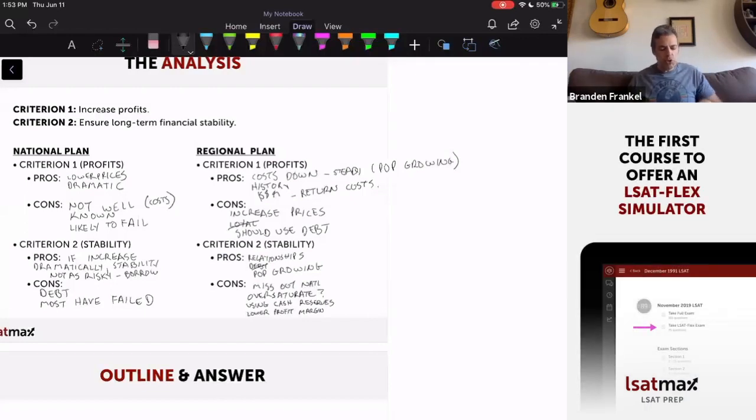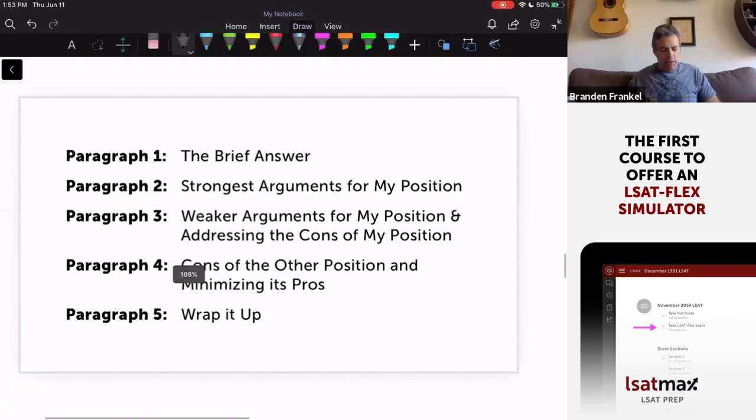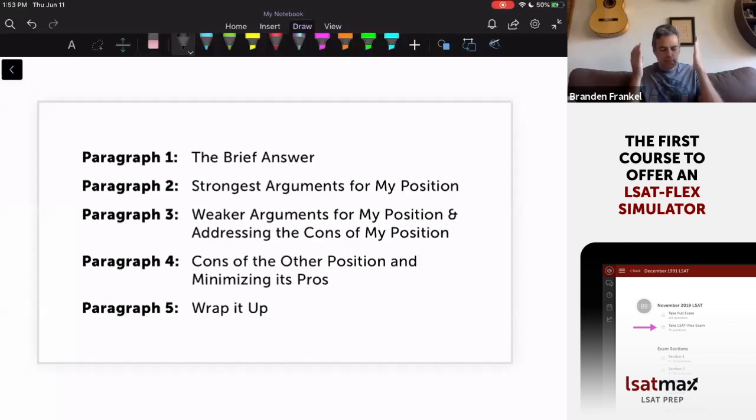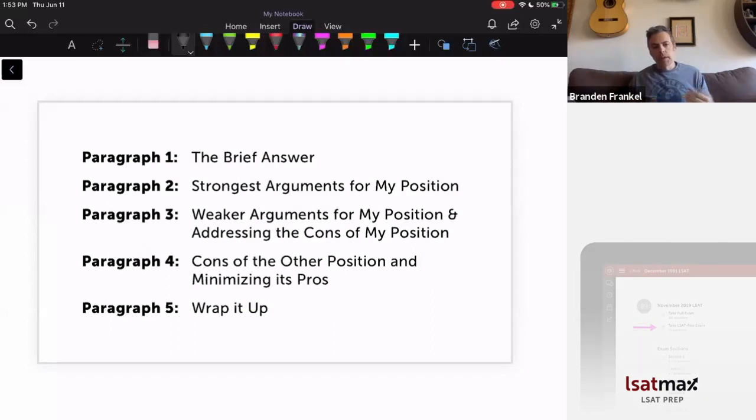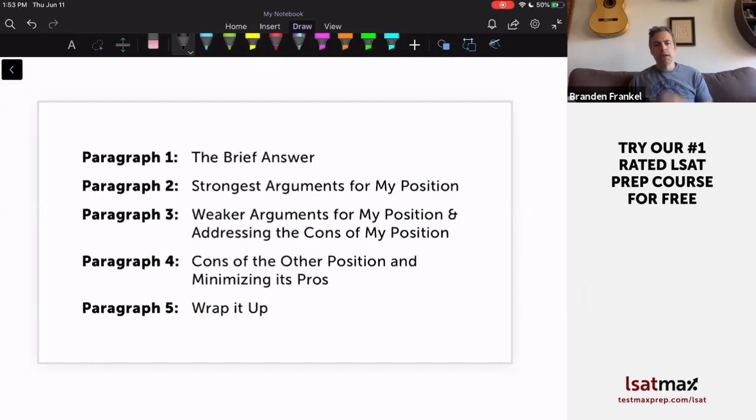And so let me just show you what your outline should look like. You should write probably a 5-paragraph essay. And paragraphs 1 and paragraph 5 are more or less the same thing. And it's just the argument summed up.